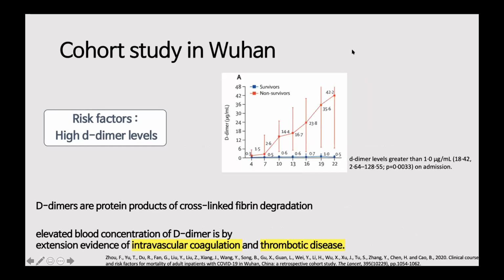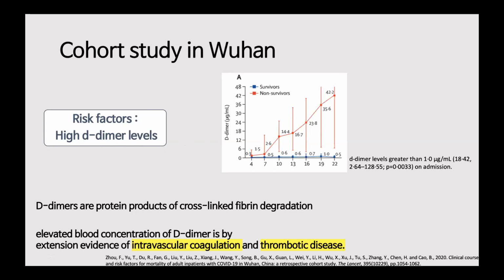And also, one interesting thing about this research is that if you have a high D-dimer level, you're more likely to die. And you might as well know what exactly this D-dimer is. It's actually a protein product of cross-linked fibrin degradation. And it basically means that if you have a blood clot, then you're likely to have it degraded by immune responses.